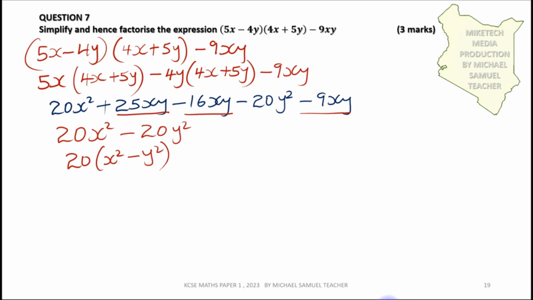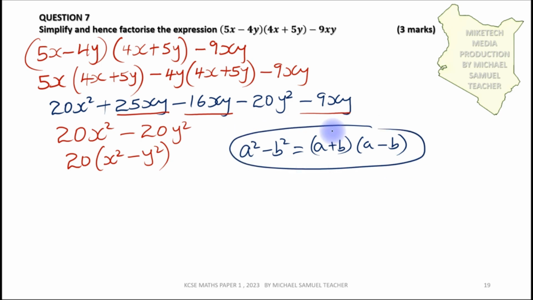So remember the difference between two squares. If you have a squared minus b squared, it can be written as (a plus b) times (a minus b). So this is so important. So we can express this as 20 times (x plus y) times (x minus y). And therefore we have simplified and we have factorized it completely.